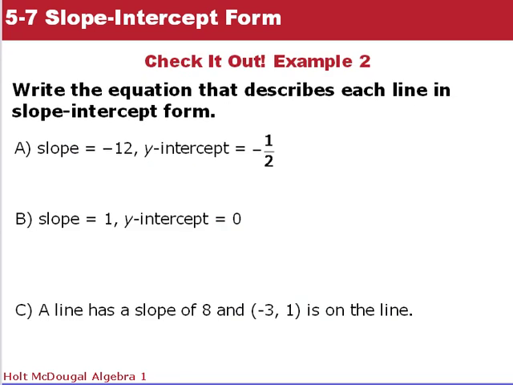Okay, so you have 3 check-it-outs to do following that example. For the first 2, you're given the slope and the y-intercept, and for the third one, you're given a slope and a point on the line. So you can figure out how to write the equation for that. Bring any questions to class.